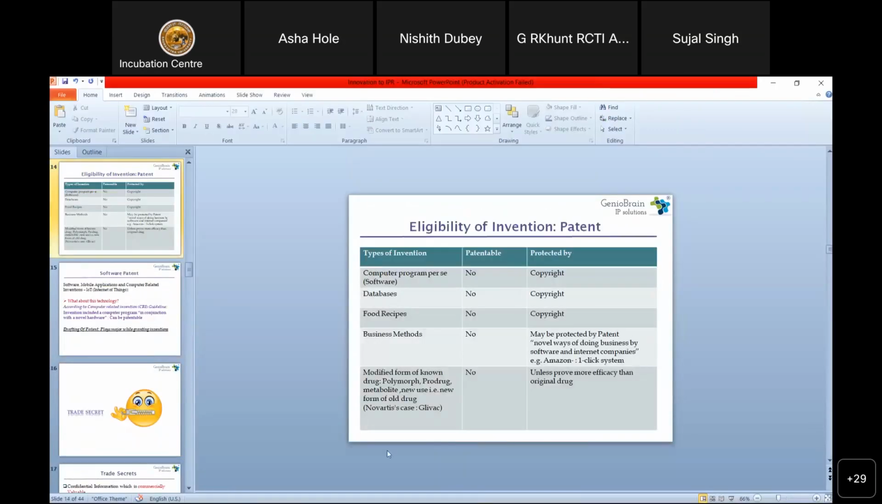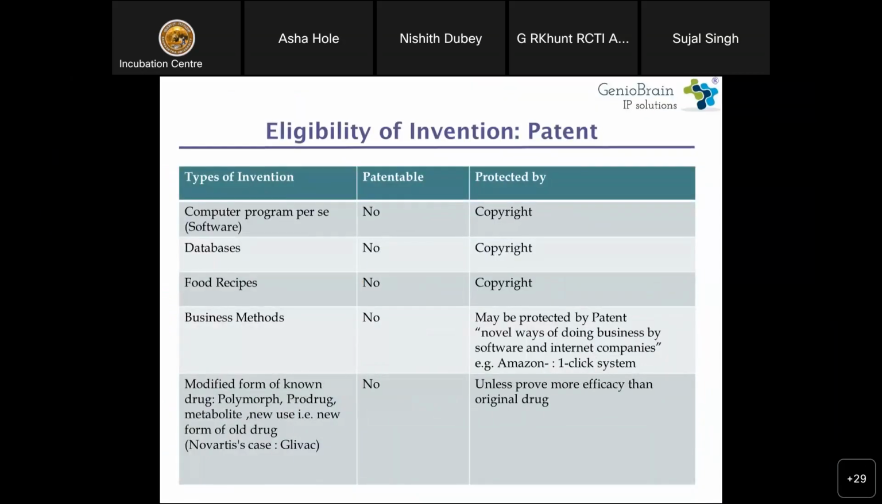The next important thing is the eligibility of an invention. Here I'm particularly focusing on the Indian Patent Act and Indian patent laws, because every country has different laws. For example, India won't allow a software patent, but the USA does, the EP does, Australia does, but the Indian Patent Office doesn't allow a software patent.